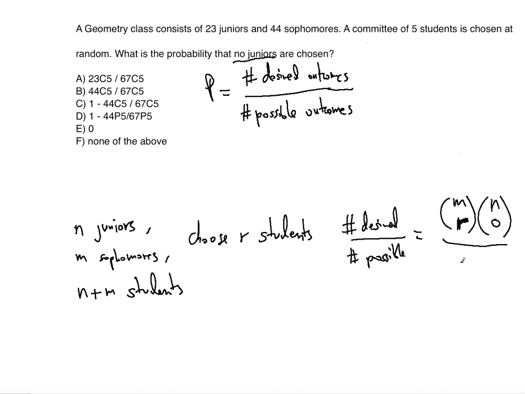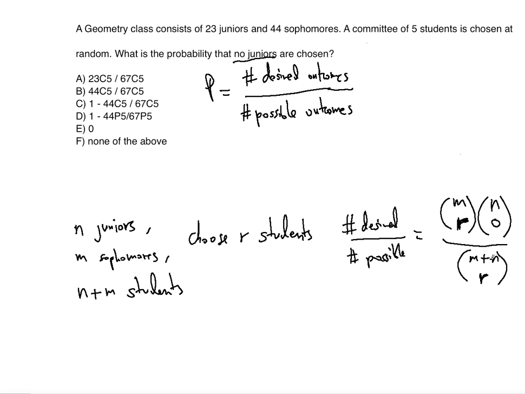And divided by the number of possible outcomes. The number of possible outcomes will be m plus n, right? The total number of students. Choosing from that number, choosing R, right? Because there are R students to be chosen from everyone together included, okay?